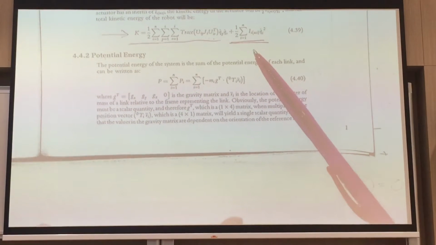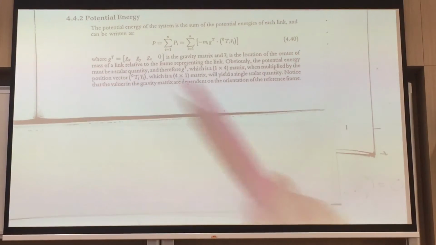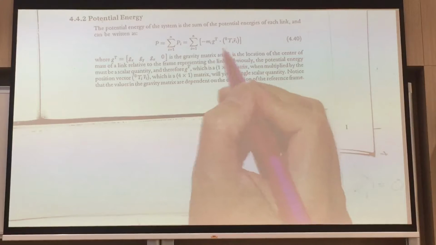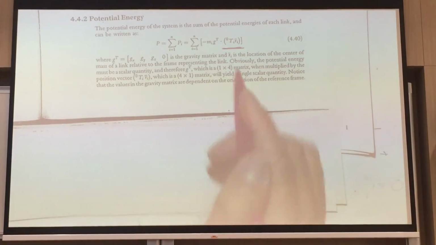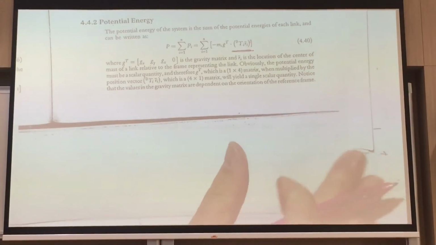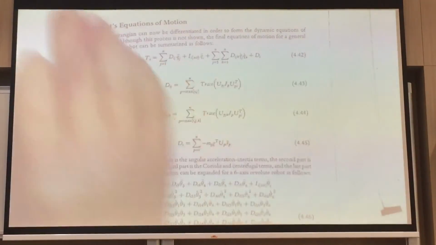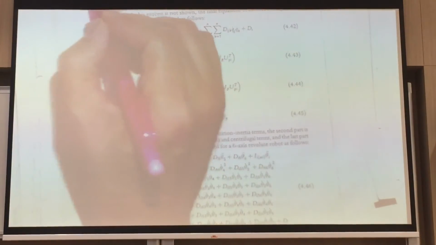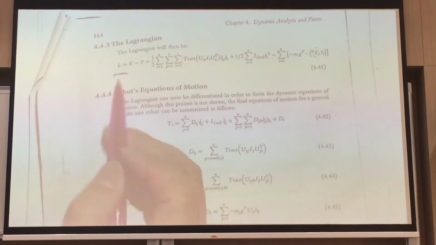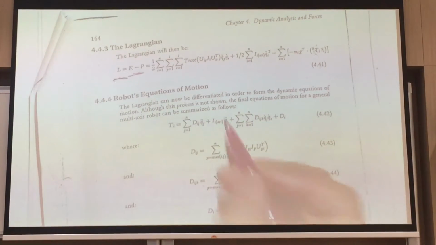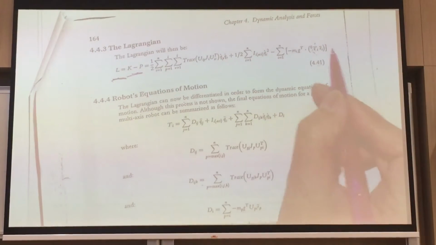For the potential energy, it's quite straightforward using mgh. The h is given by this position matrix, and then the potential energy is quite straightforward. Then you can calculate the Lagrangian, L, using K minus P. Then you will get this equation.